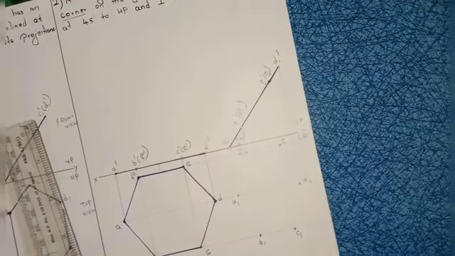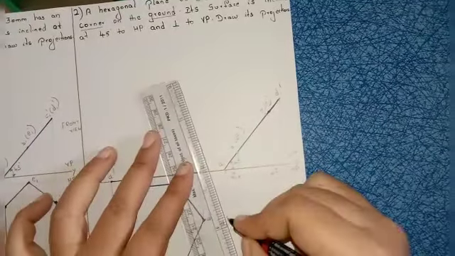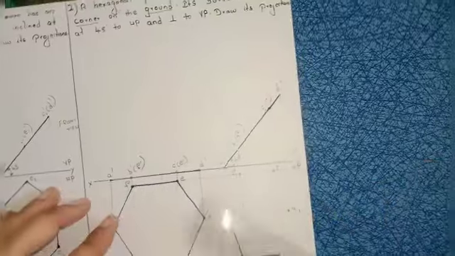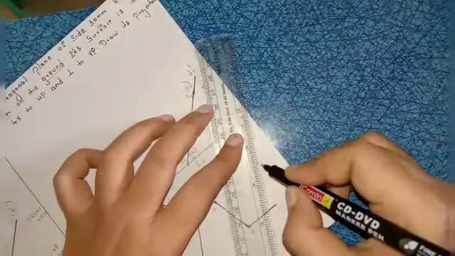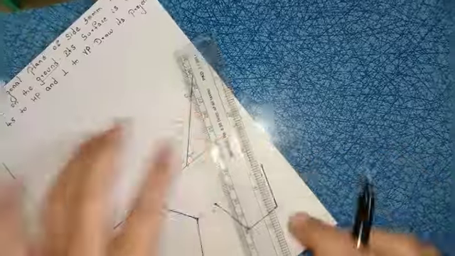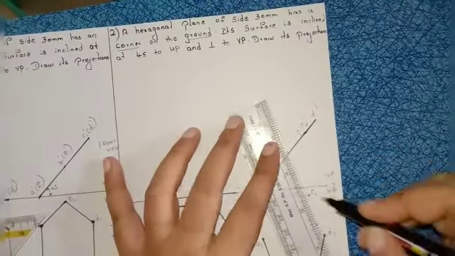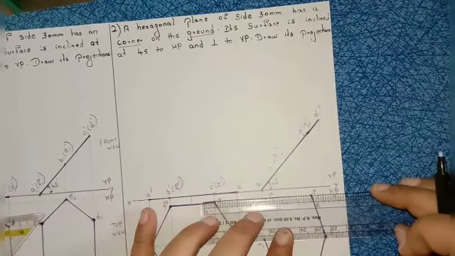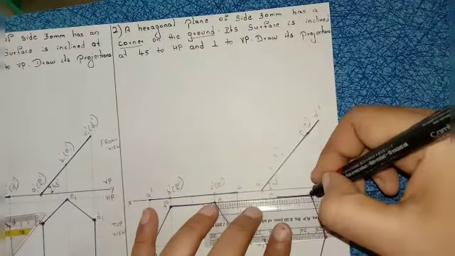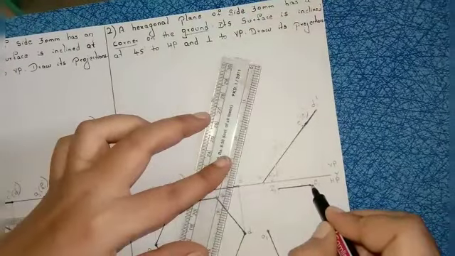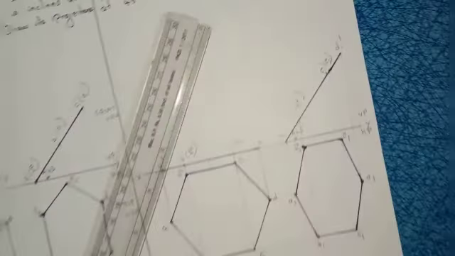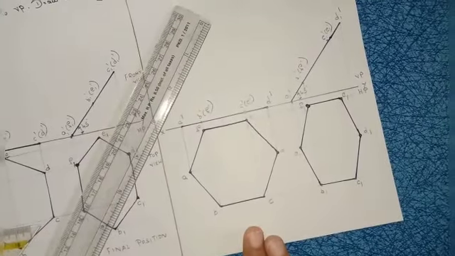Right? Now join this A1 B1, B1 C1, C1 D1, D1 E1, E1 F1, and F1 to A1. So this is problem number 2.